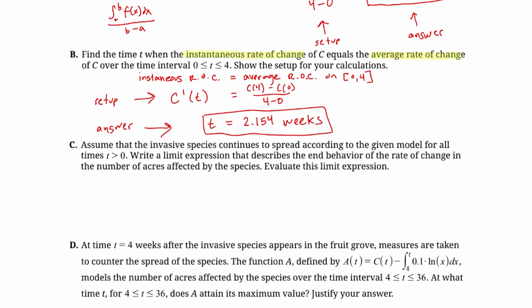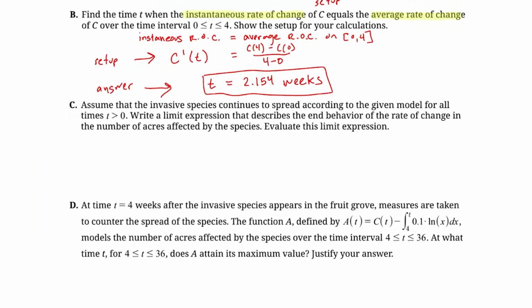All right, part C. It says, assume that the invasive species continues to spread according to the given model for all times t greater than 0. Write a limit expression that describes the end behavior of the rate of change in the number of acres affected by the species. Okay, so the rate of change in the number of acres, that is the rate of change of c. So that's c prime. So basically what we're trying to say here is that we have this function c prime, and we want to know what the end behavior is for positive values of t. In other words, we want to find the limit as t goes to infinity.